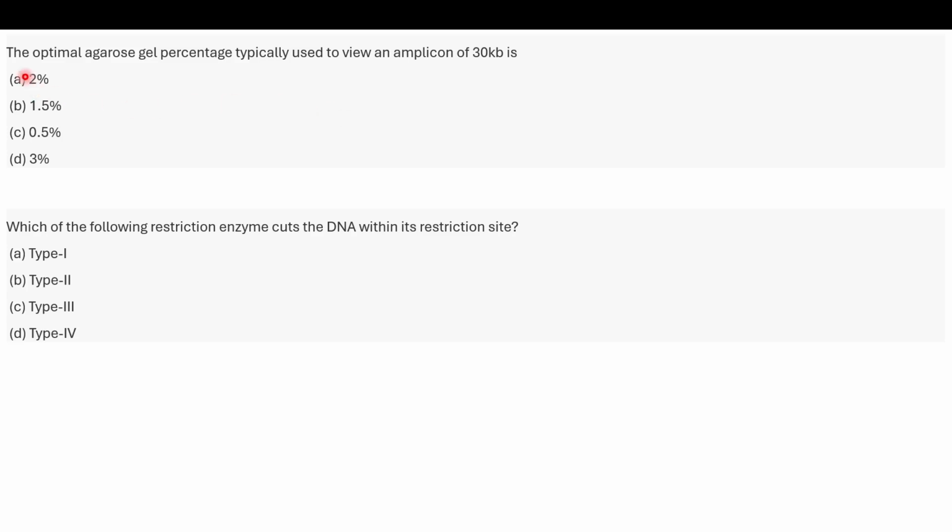So this question: the optimum agarose gel percentage typically used to view an amplicon, or rather a sequence, of around 30 kb long, what should the percentage be here? 30 kb is a very big nucleic acid size, a big macromolecule.